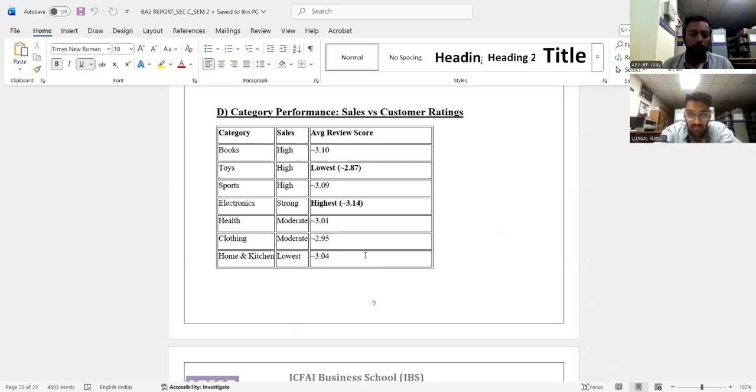So our observation was electronics, which had high sales and highest customer ratings. So interpretation is electronics is the best performing category, combining revenue and satisfaction. Then toys, high sales, but having the lowest ratings. So here our interpretation is there is a quality expectation gap. Customers are buying but not fully satisfied.